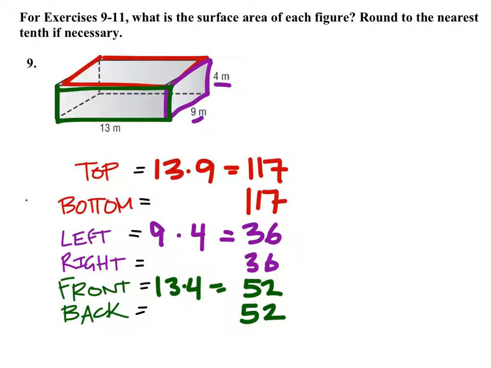So we just have pairs of these, right? And finally, to figure out the full surface area, we're just going to add all this together. And when I do that, I get 410 square meters. And that would be the full surface area of the entire rectangular prism.